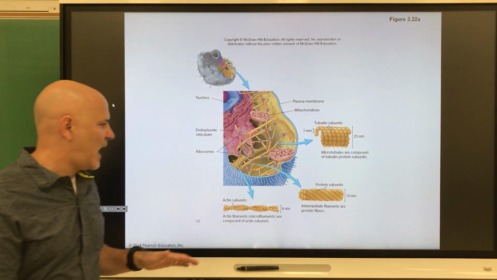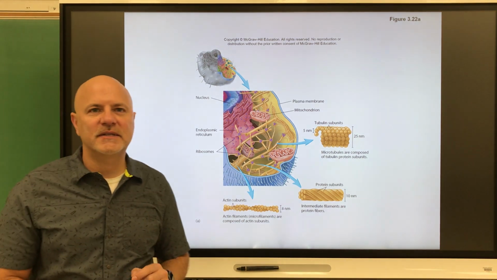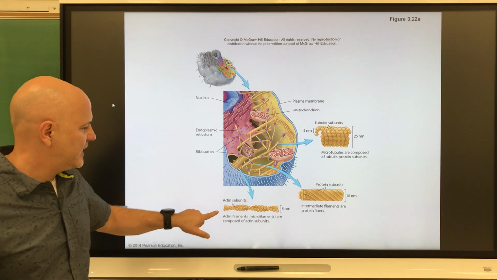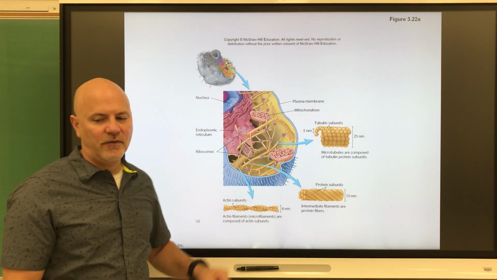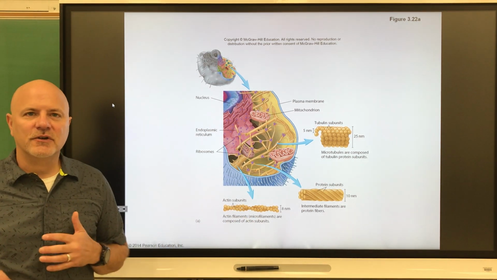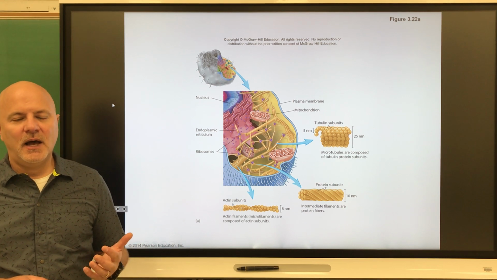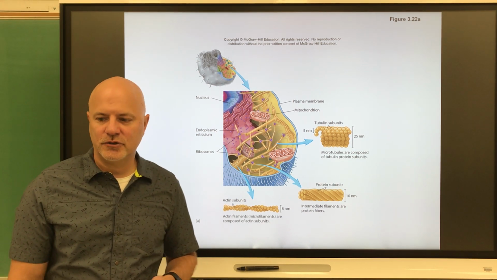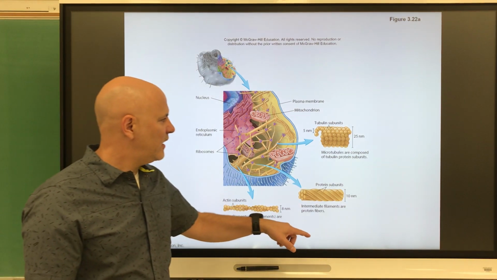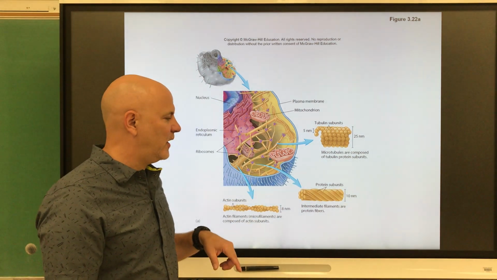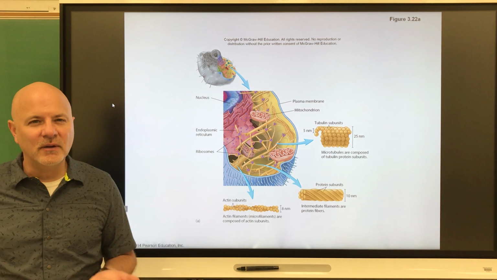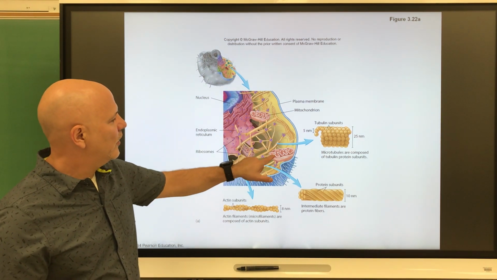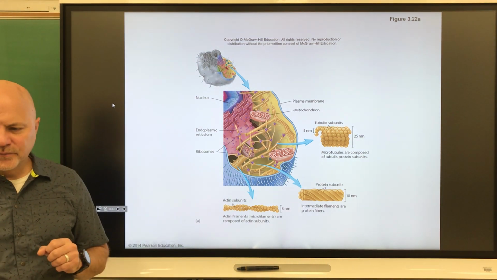Now there are three types of filaments that make up our cytoskeleton. The first are called microfilaments, and that's this little guy right here. Microfilaments are the smallest filaments. They're going to help change the shape of the cell and also help the cell to contract. Next are intermediate filaments. So this is showing an intermediate filament right there. They're called that because they're intermediate in size, and they're going to help anchor organelles, holding those organelles in place.